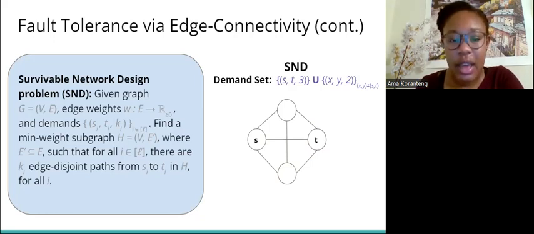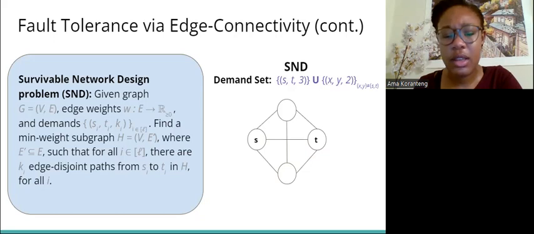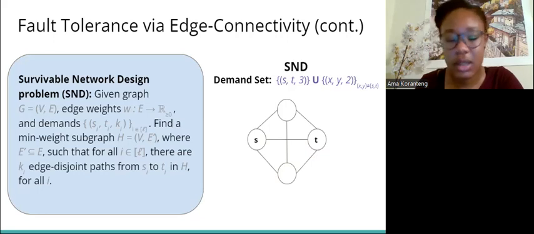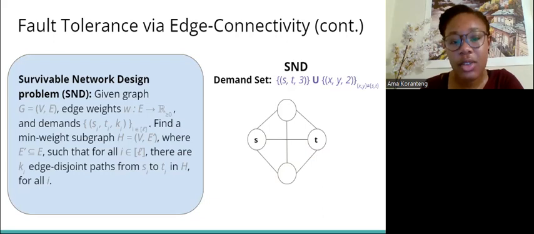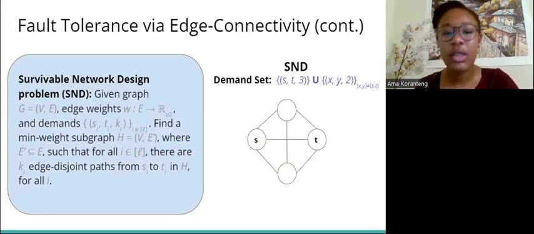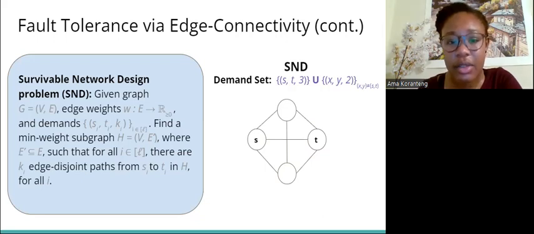And note that the KECSS problem from the last slide is actually a special case of survivable network design, because if all of the k_i's have the same value for all vertex pairs in the graph, then you just get the KECSS problem. As before, this is also an edge fault tolerance problem, since it's equivalent to asking that for each vertex pair s_i and t_i, if we delete k_i-1 edges from the graph, then s_i and t_i should still be connected.